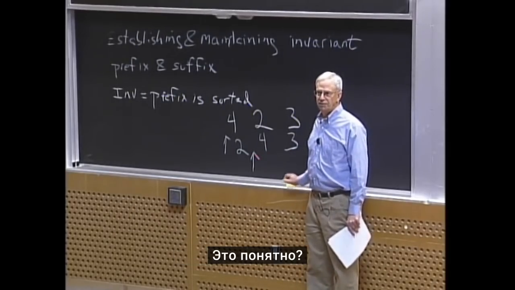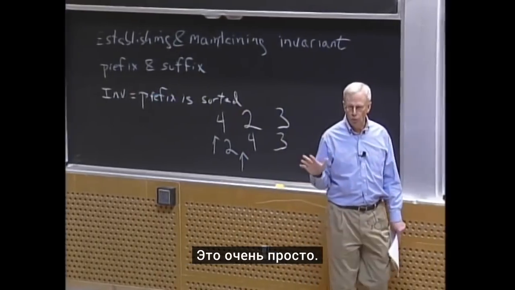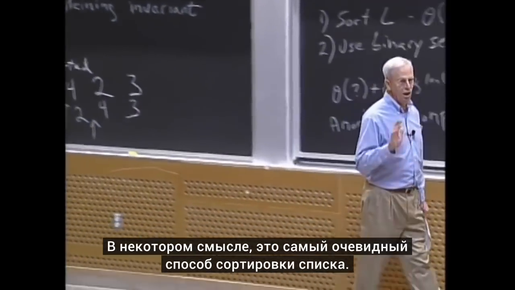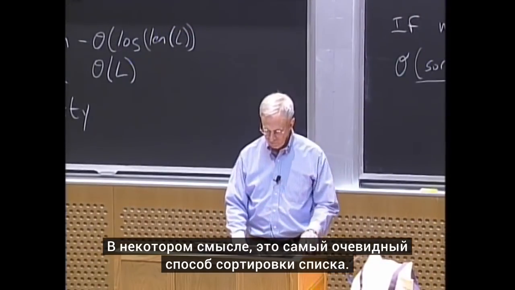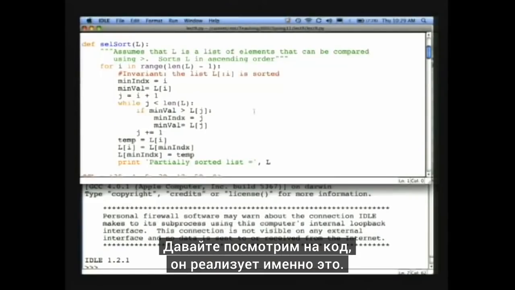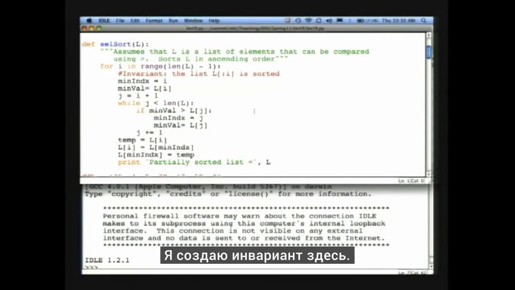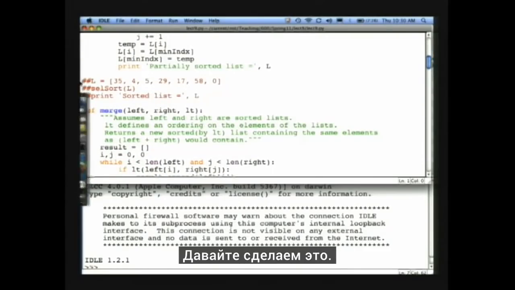Does that make sense? So it's very straightforward. It's in some sense the most obvious way to sort a list. And if you look at the code, that's exactly what it does. I've stated the invariant here, and I just go through and I sort it. So we can run it. Let's do that.